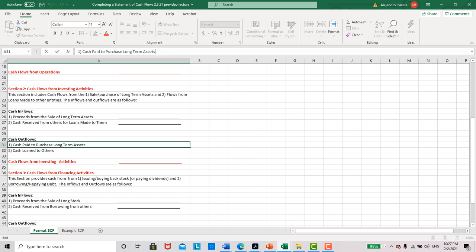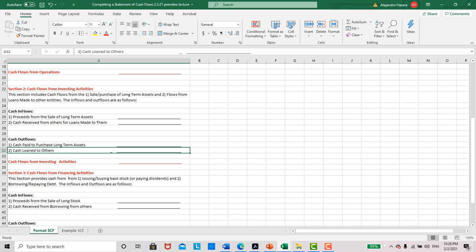Now, I'm going to see if I can put a line here to fill that in, and also here, because I want to emphasize that those are separate activities.